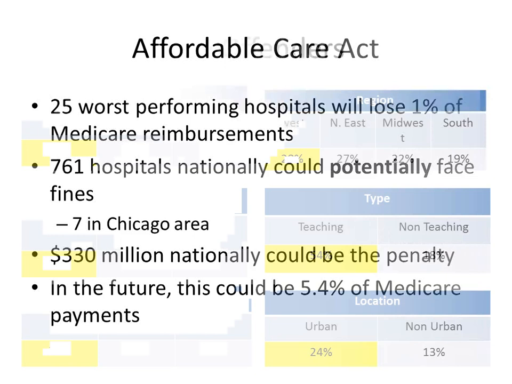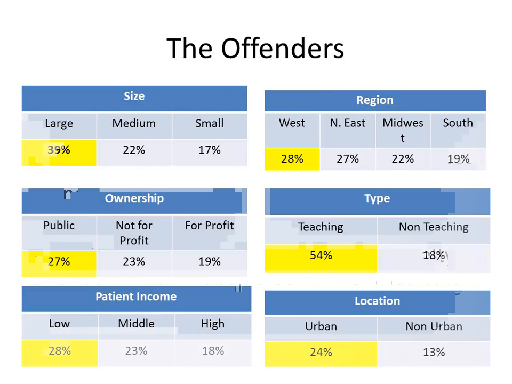54% were teaching, and I kind of found that interesting, but the article said that in teaching hospitals, they take on the tougher cases, and they are more concerned with solving the problem than they are with cleanliness. And patient income, low-income areas was leading the pack, and urban areas were leading the pack. So if you have to go to a hospital, try to stay away from urban, large, public hospitals in the West that do teaching for low-income patients.